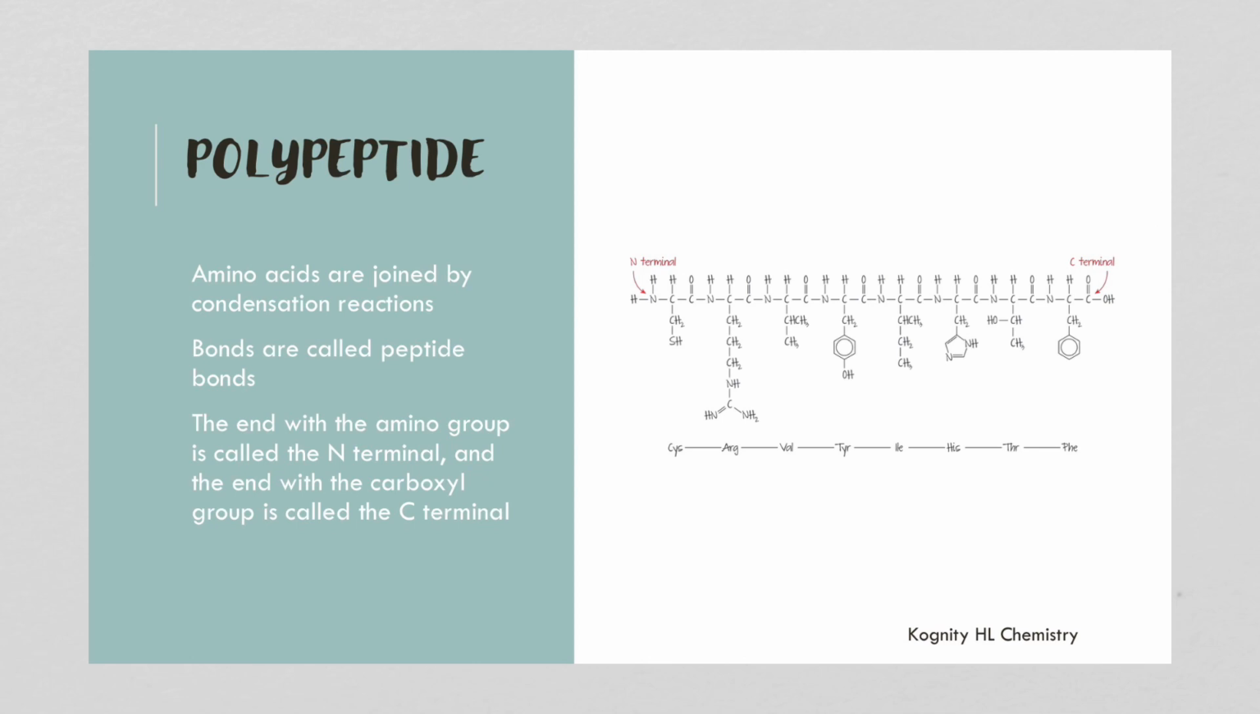So you can see how the amino acids are different. You can see that each of the R groups differs. This is the structural formula, and these are their 3-letter abbreviations. So cysteine, arginine, valine, and so on.